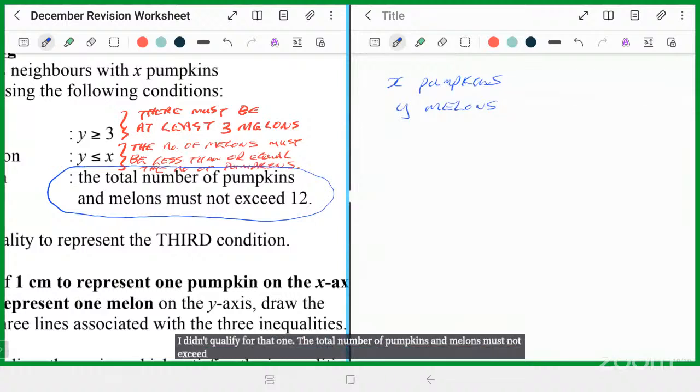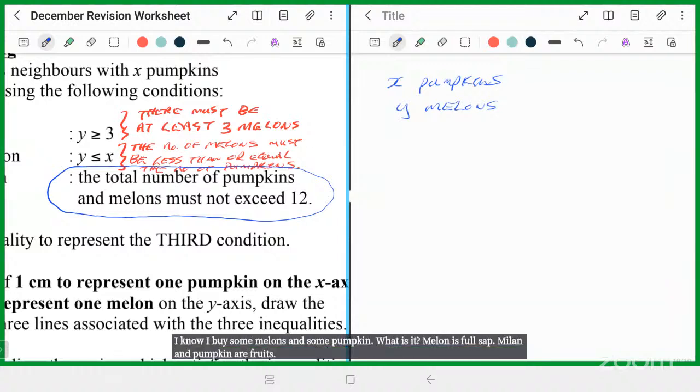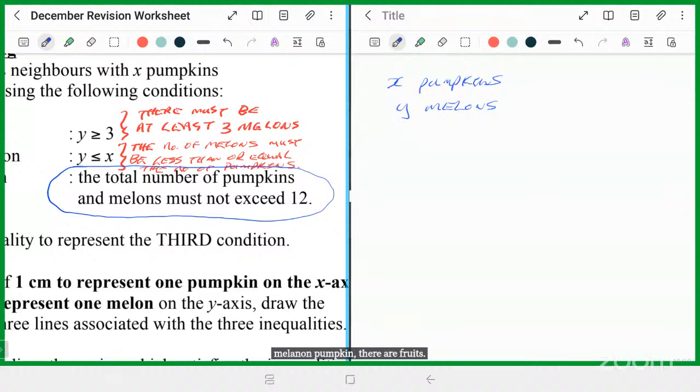One dozen. So that's what one might say: must not exceed one dozen. I don't want no more than one dozen fruits in my bag, lady. I don't want to buy some melons and some pumpkin. What is melon? Melon and pumpkin, are they fruits? They're what?